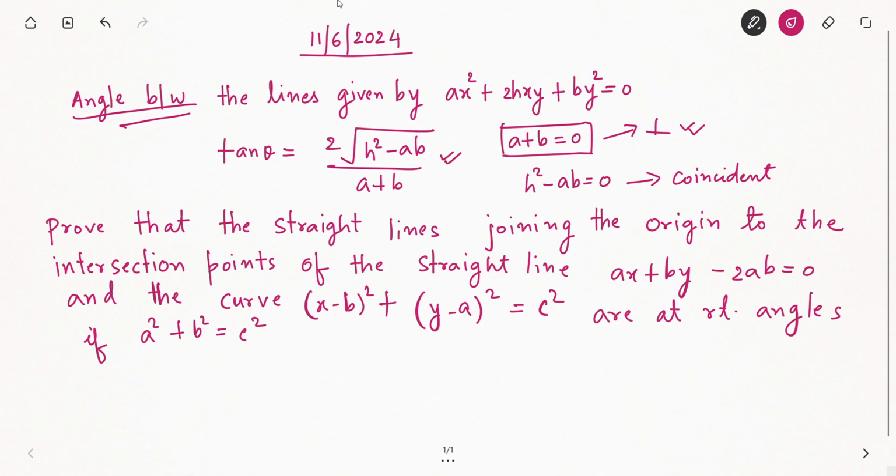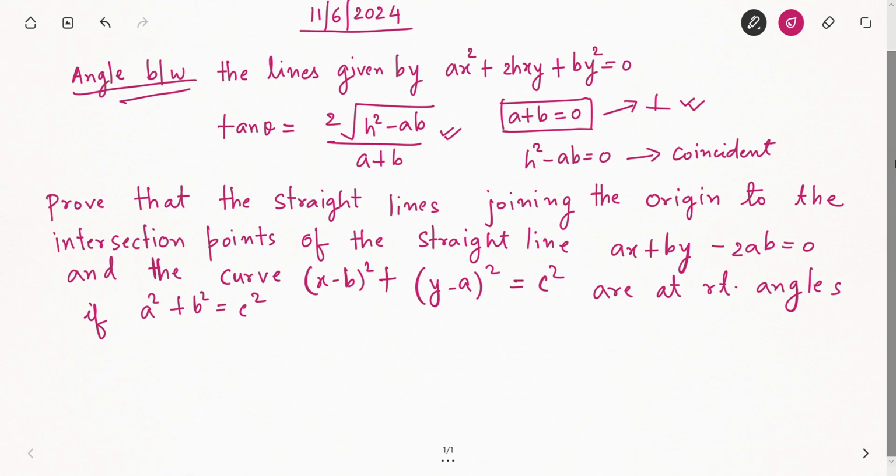So basically what this question is saying is: prove that the straight lines joining the origin to the intersection point of the straight line and the curve, this is obviously a circle with center at b comma a, are at right angles if a square plus b square is equal to c square. Okay, so what would be a rough diagram?